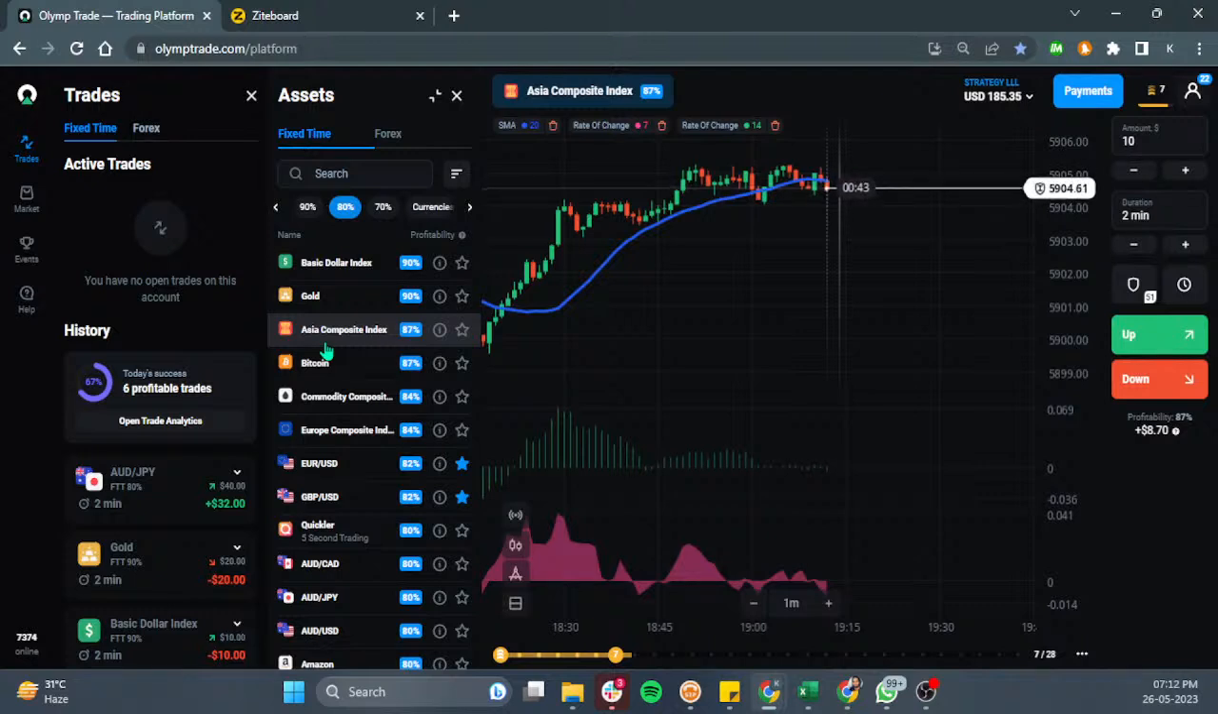Jasper is asking me a question. When the candle crosses the 20 SMA, both the ROCs should be in the same direction. Well, yeah, that's absolutely right.